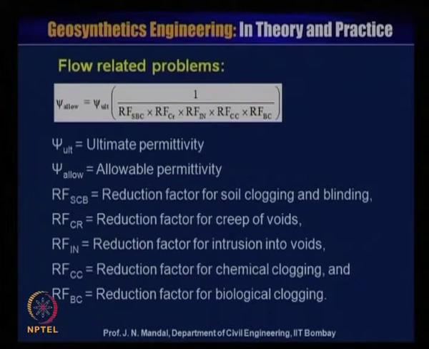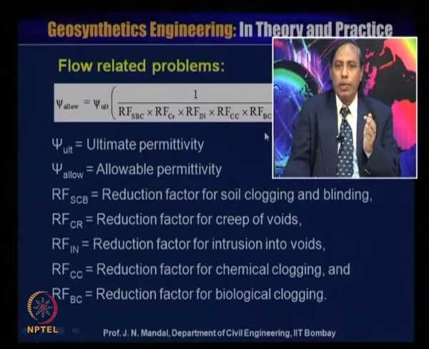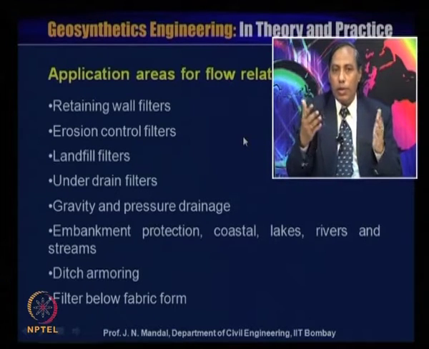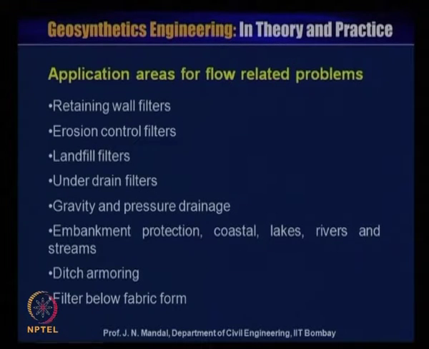The other is the flow related problem, the hydraulic related problem, where psi allowable is equal to psi ultimate divided by the product of these factors. RFSCB is the reduction factor for soil clogging and blinding, RFCR is the reduction factor for creep of the void, RFIN is the reduction factor for intrusion into the void, RFCC is the reduction factor for chemical clogging, and RFBC is the reduction factor for biological clogging.